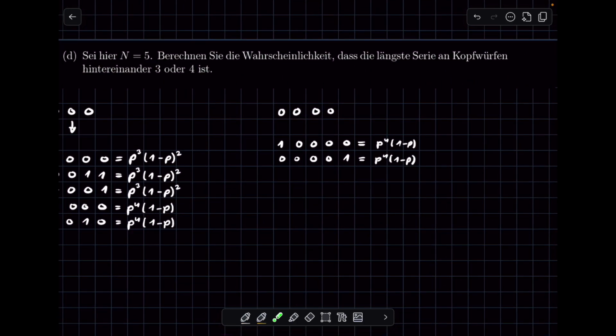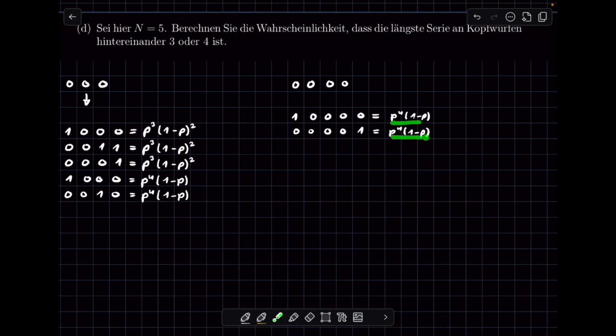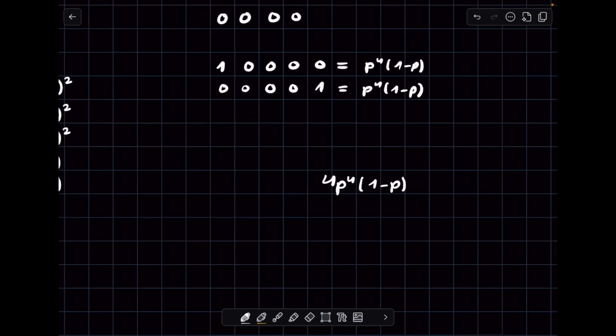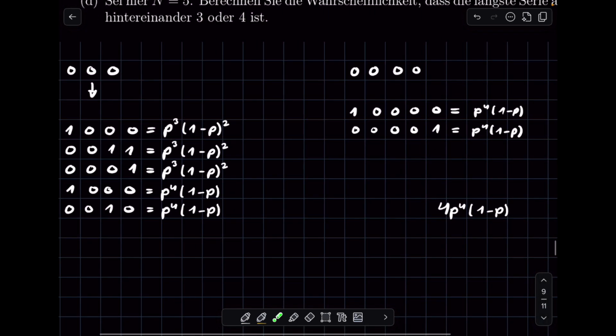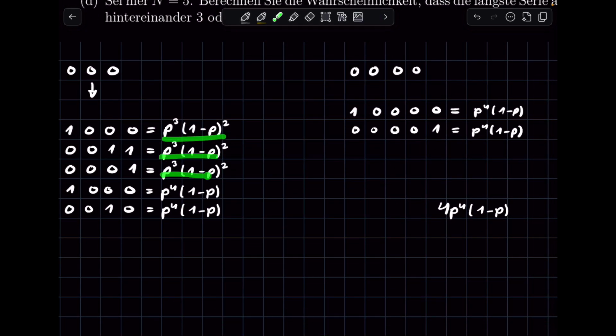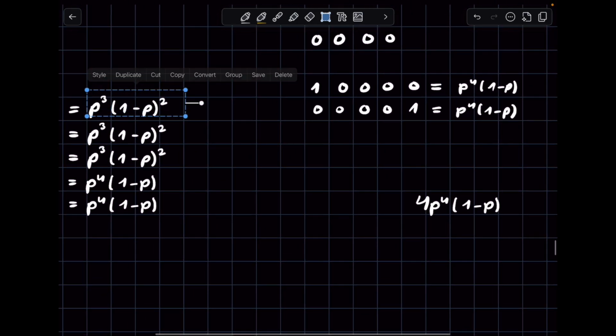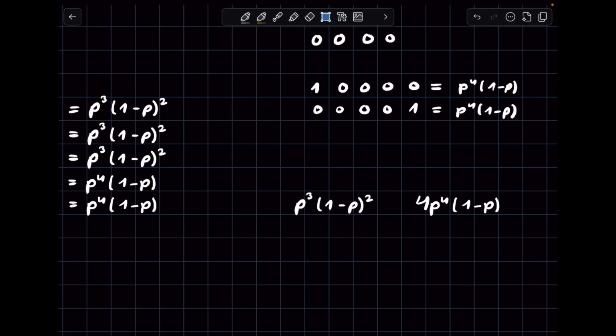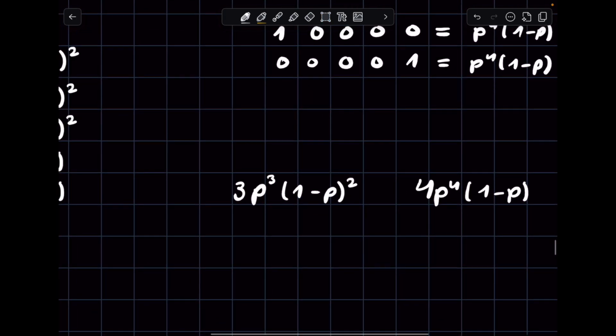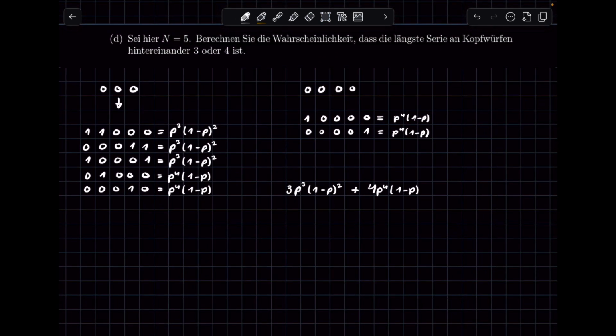Then we have to sum the common terms. So we sum all the common terms. In this case, we have 1, 2, 3, 4. So we're going to have 4 of these if we sum them up. And then we get the 3 ones, 1, 2, 3, which we have 3 of. So let's just copy this, duplicate it, and then we sum them up.